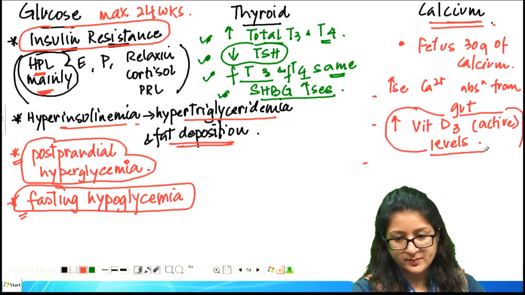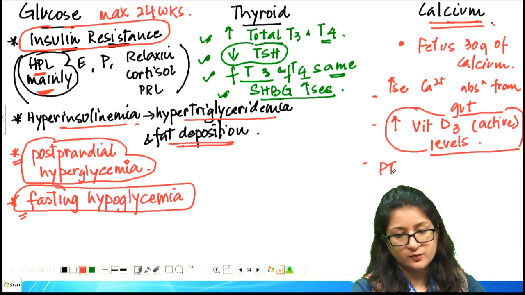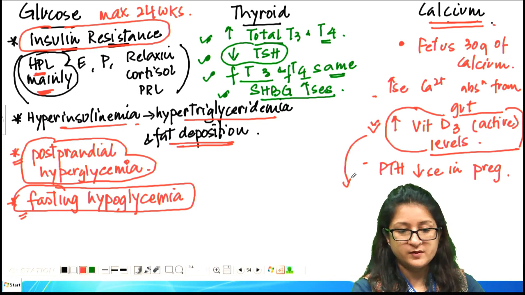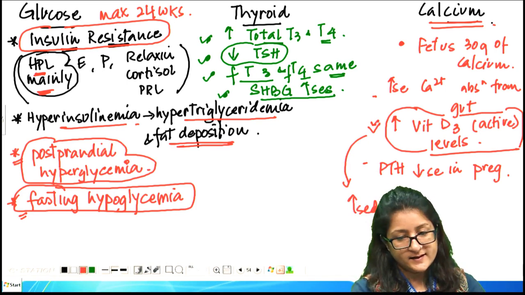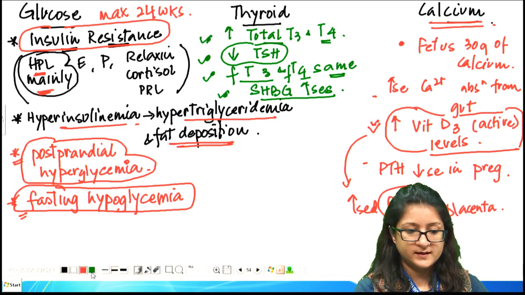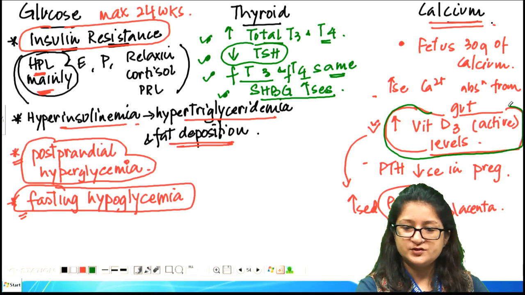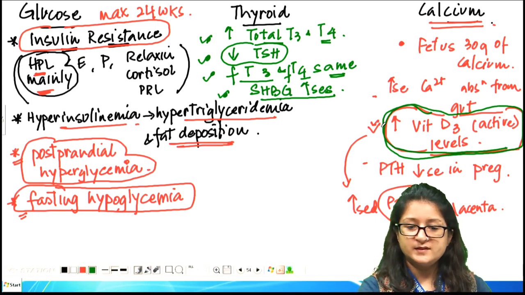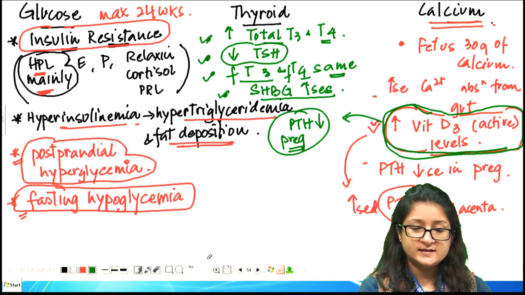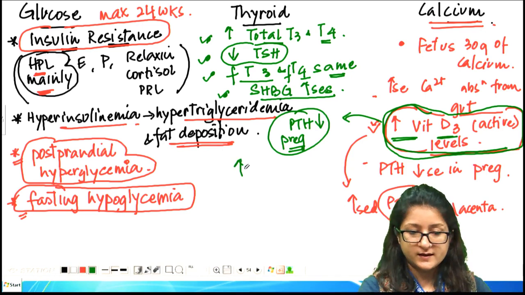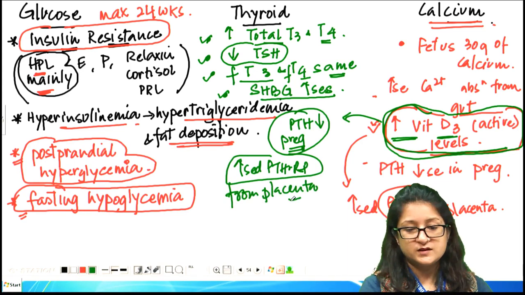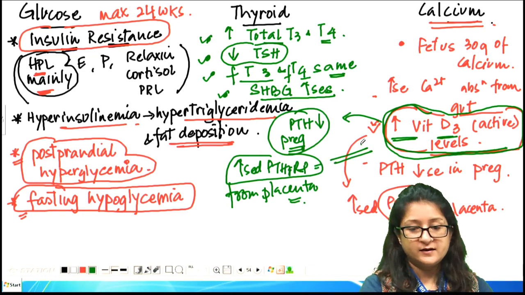This increased activity of vitamin D3 should happen in response to parathormone. But you will realize that the parathormone levels actually decrease in pregnancy. So what is responsible for increasing vitamin D3 levels? This happens because of the increased levels of parathormone related peptide, which is synthesized from the placenta. Let me just repeat this point: increased vitamin D3 levels happen despite the parathormone levels decreasing in pregnancy. So why does this increase in vitamin D3 happen? Because of increased parathormone related peptide, synthesized from the placenta.